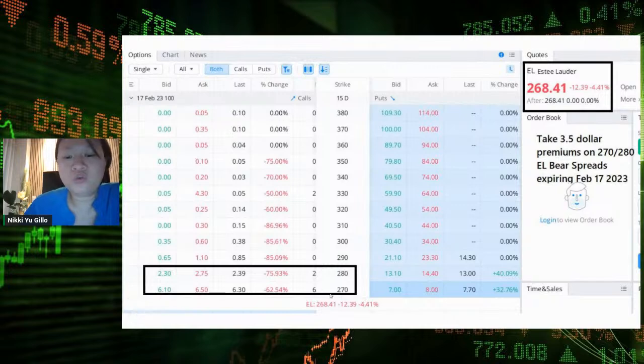So the 270, 280 is actually a very nice credit spread that you can still continue, or you can make a 270 to 290 bear call. So whether you want to sell 270 or you want to sell 280, 290, that's also good.